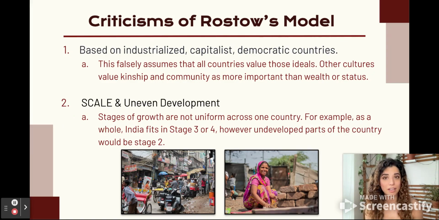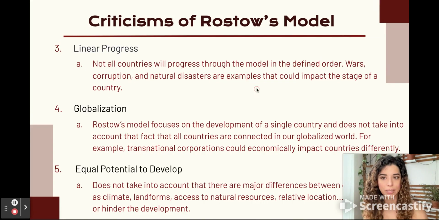Also scale and uneven development. If we come back to this idea of scales of analysis, if you zoom in or zoom out, we're going to see different stats and numbers. So growth is not uniform across one country, right? We have India, right? So as a whole, that's stage 3 or 4, but in some of the more rural, less developed areas of that country, it would be stage 2. So again, this is not something that you can even apply across the board for every country.